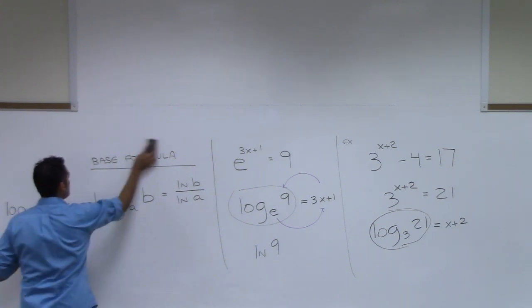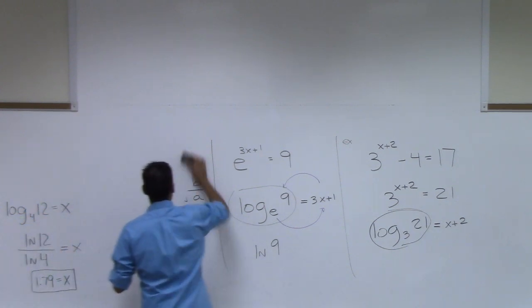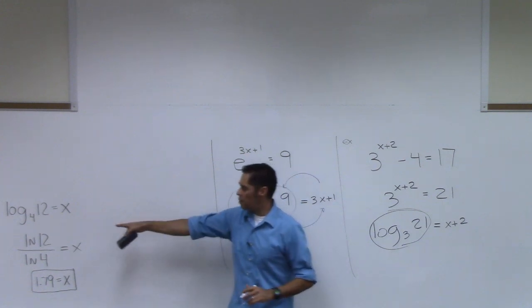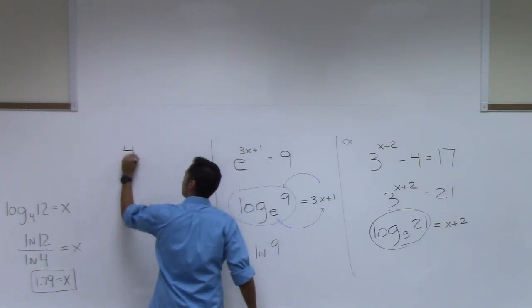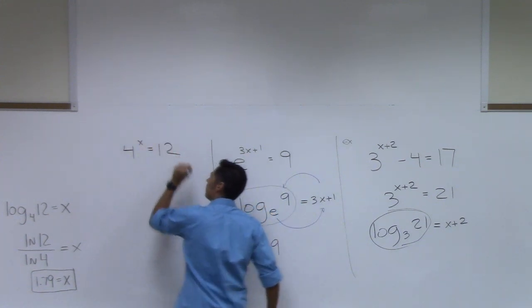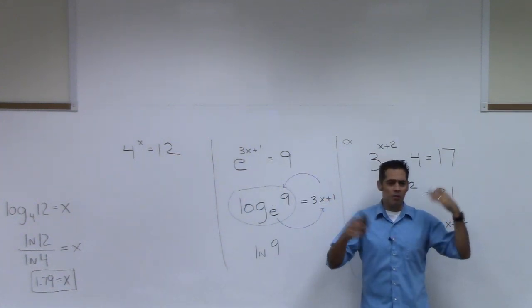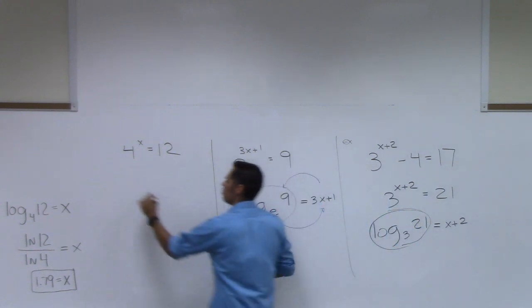Okay, so let me recap. Let me recap this problem right here, because it's not on the board, but I want to recap it. This problem, when I started it, said 4 to the x was 12, right? That's what it started as. And we said, okay, 4 to some power is 12. We've said that before. We converted this to a log.